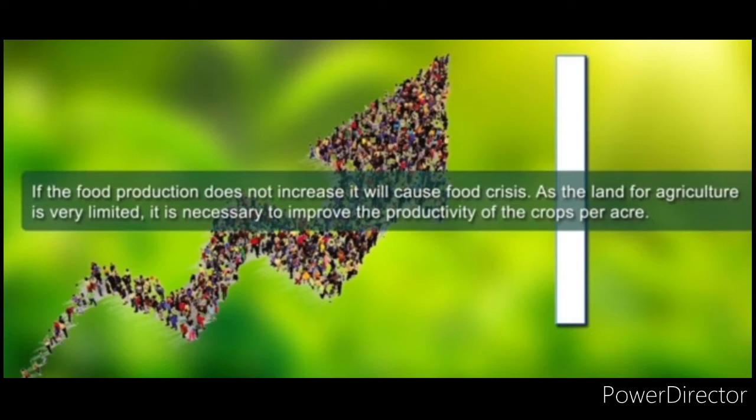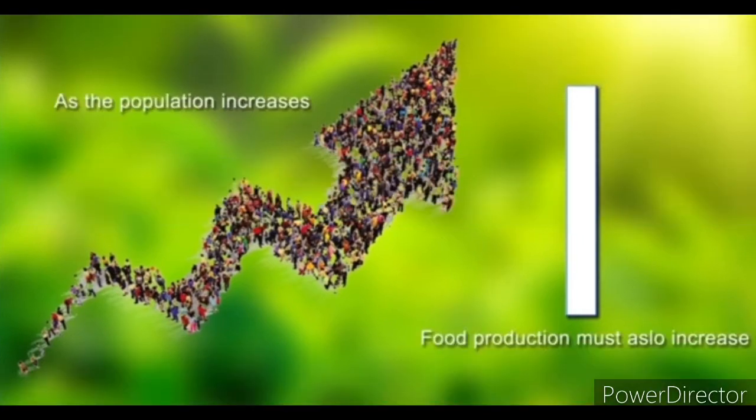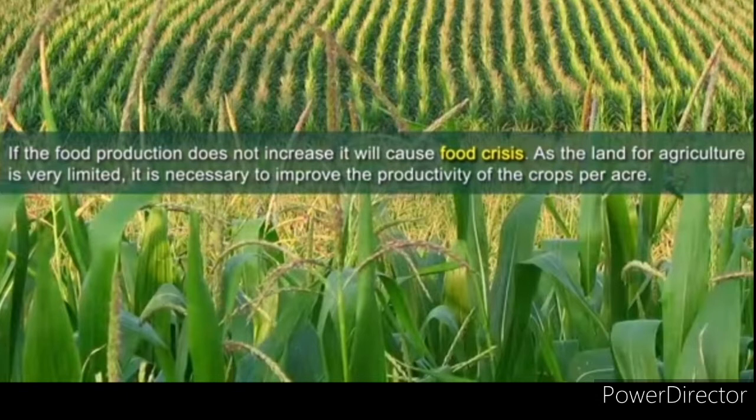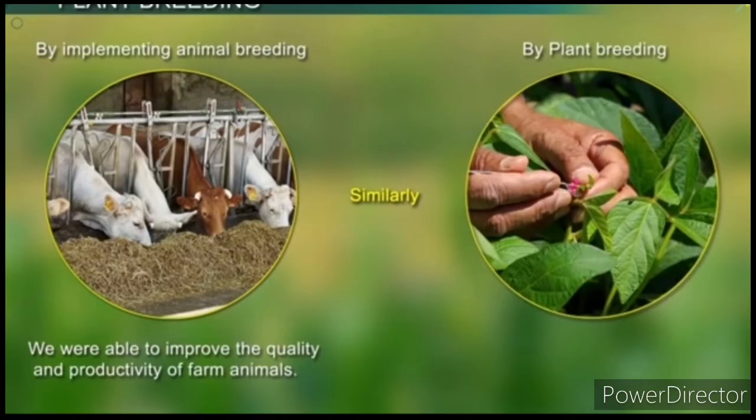As the land for agriculture is very limited, it is necessary to improve the productivity of the crops per acre. As the population increases, food production must also increase, otherwise it will cause a food crisis.